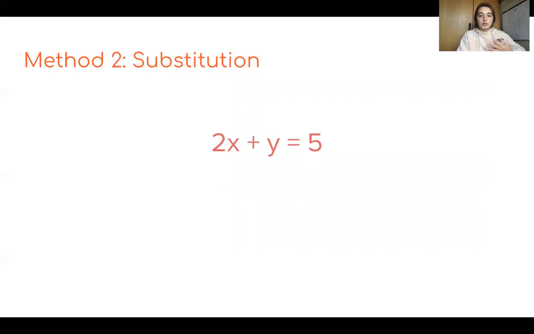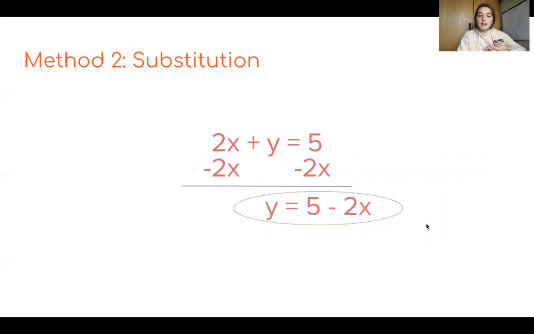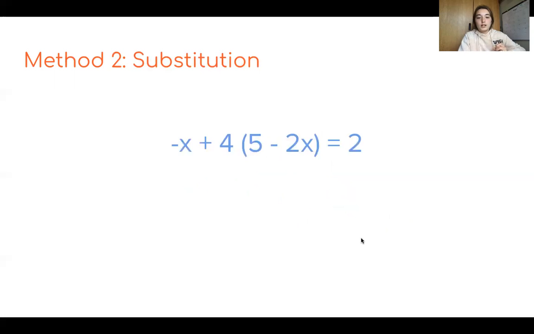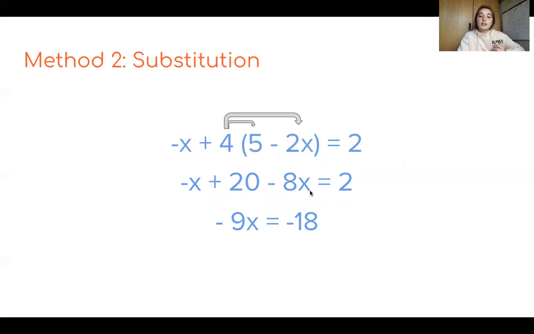So let's look at this problem. We're going to move this 2x over to this side so that our equation looks like this. And then we're going to pull that and plug it into this equation right here. That was one of the ones from the beginning. And so that's what the big equation looks like. And then we're going to just distribute our 4 so that this equals 20, this is negative 8x, and then combine everything, and then get our answer, x equals 2.